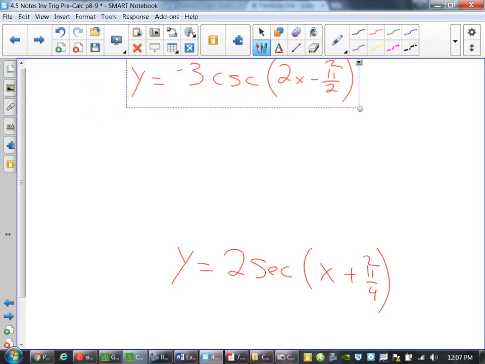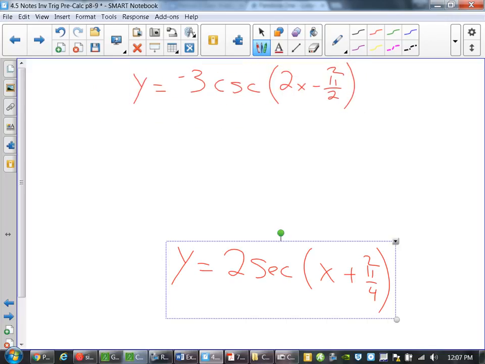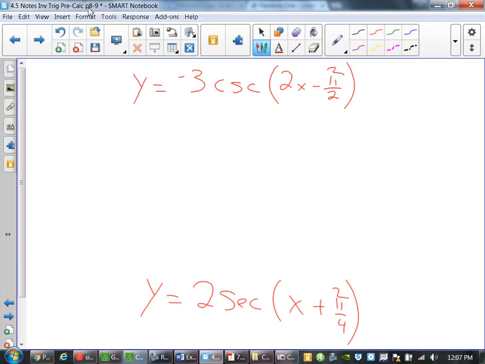I've got -3 cosecant of 2x minus pi over 2. What I want to do is do the whole ABC method of graphing. So I'm going to go ahead and do the 2x minus pi over 2, set it equal to 0, set it equal to 2 pi, to get my endpoints.